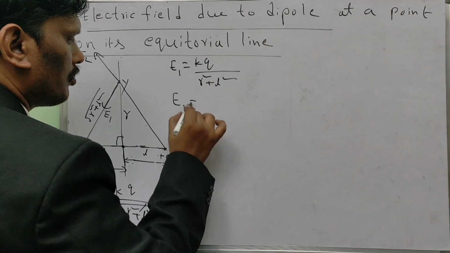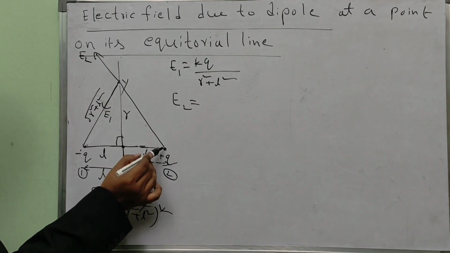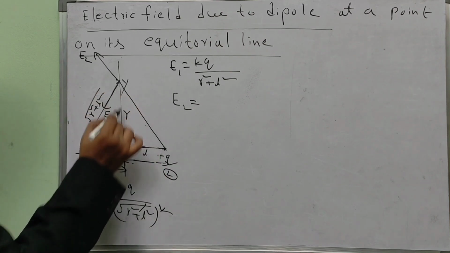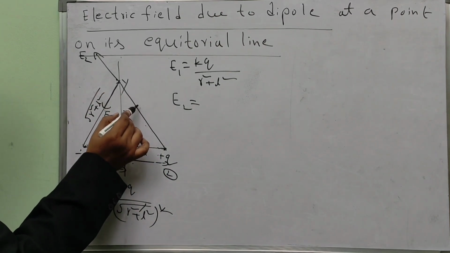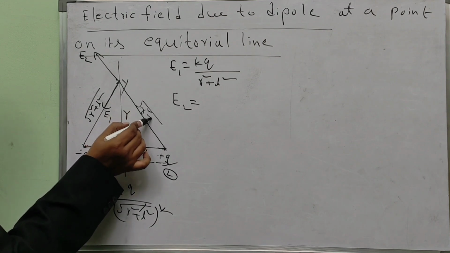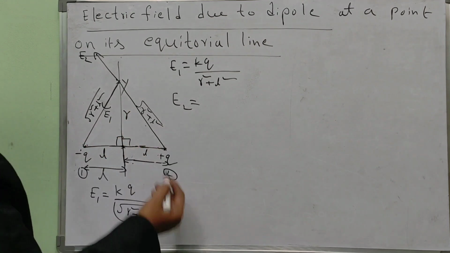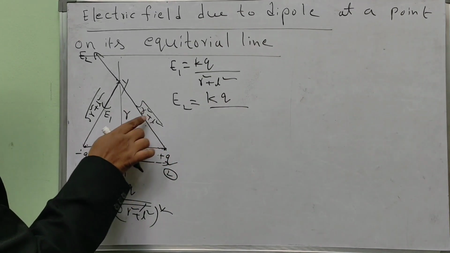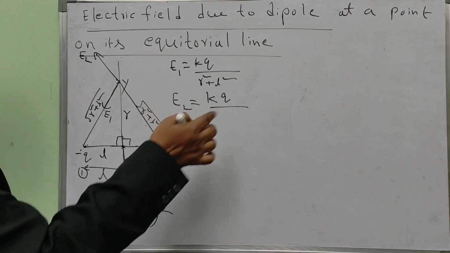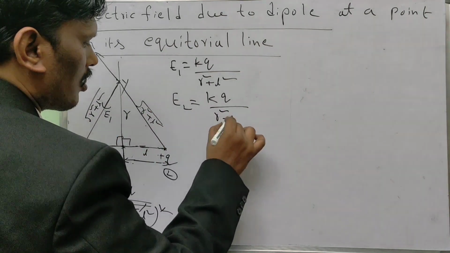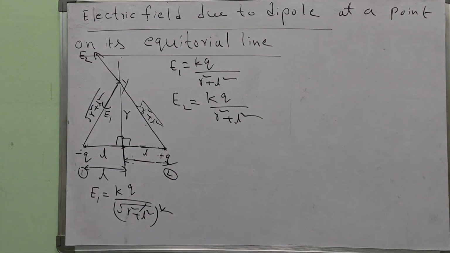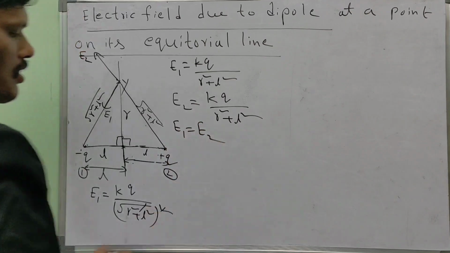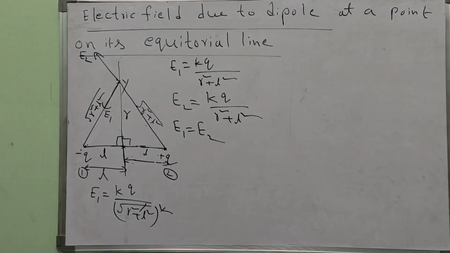Similarly, what about E2? What is the distance of the point from Q? This is L, this is R. In this right angle triangle, this is the perpendicular and this is the hypotenuse, whose value is root of R square plus L square. So E2 is K into Q by the distance square; the square root cancels and we get R square plus L square. So E1 magnitude and E2 magnitude are both the same.